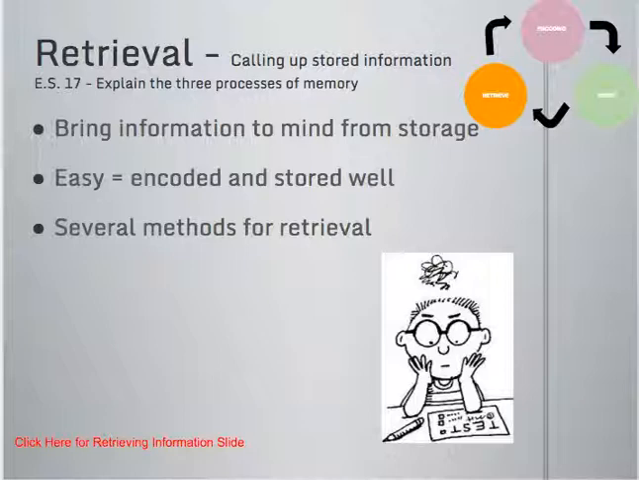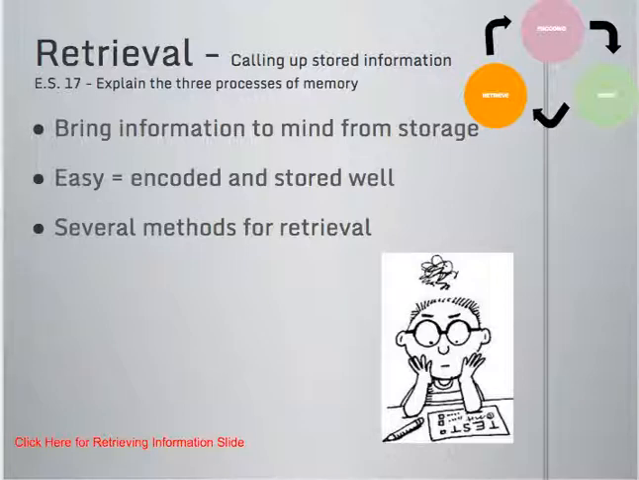Next process that we see is retrieval. Encoding was videotaping it, storing was pushing save, retrieval is now you're watching it again, you're playing it back. Retrieval is calling up stored information, bringing that information to mind. So taking it from your long-term memory, taking it from short-term, and putting it out so you can write it down or remember it. If it's easy for you to remember it, it's because you have spent a great deal encoding it and storing it.